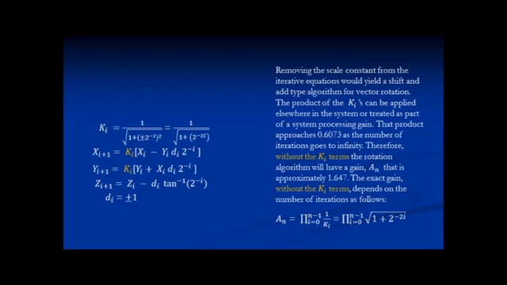That product approaches 0.6073 as the number of iterations goes to infinity. Therefore, without the k sub i terms, the rotation algorithm will have a gain, A sub n, that is approximately 1.647. The exact gain, without the k sub i terms, depends on the number of iterations as follows. A sub n is equal to the product of 1 over k sub i, as i goes from 0 to n minus 1, which is equal to the square root of the quantity 1 plus 2 to the minus 2i as i goes from 0 to n minus 1.